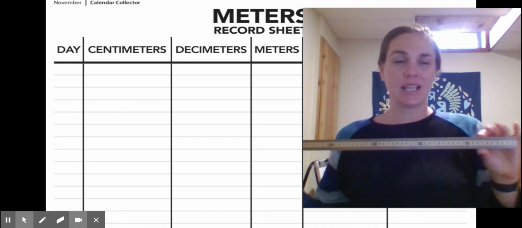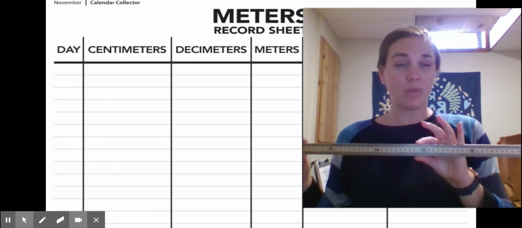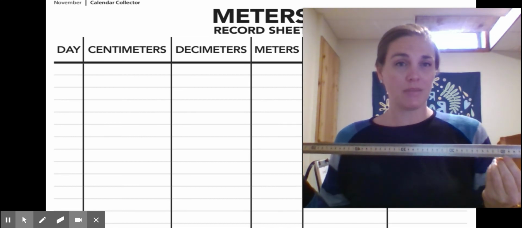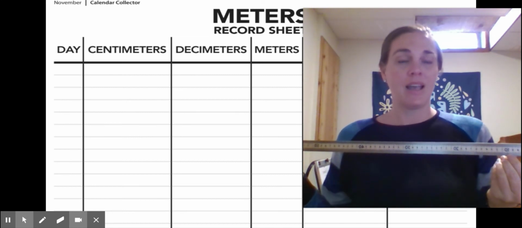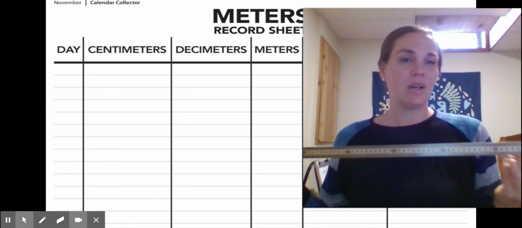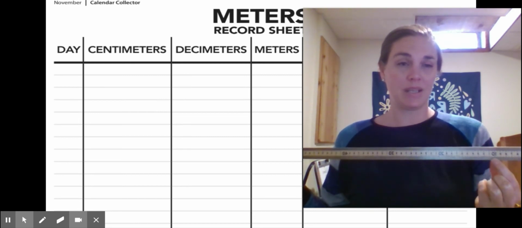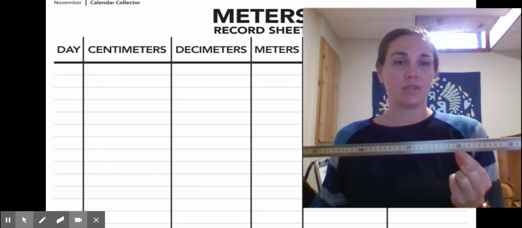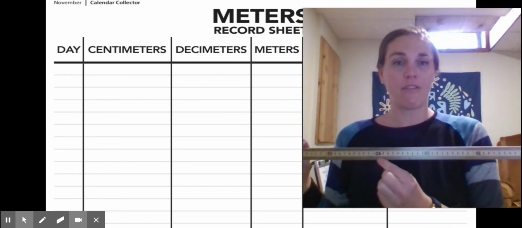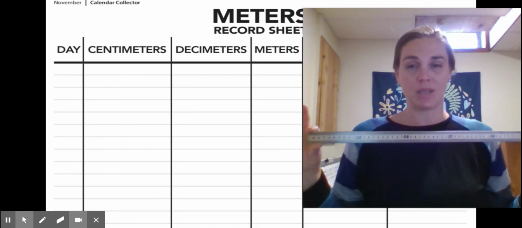And Mrs. Ellison kind of pointed out that, hey, the 10, 20, 30, those were all bolded and a little bit bigger on our stick. And guess what? Those are representing our decimeters. So while this is 10 centimeters, it is also 1 decimeter. So that's 1, 2, 3, 4, all the way up to 10 decimeters.